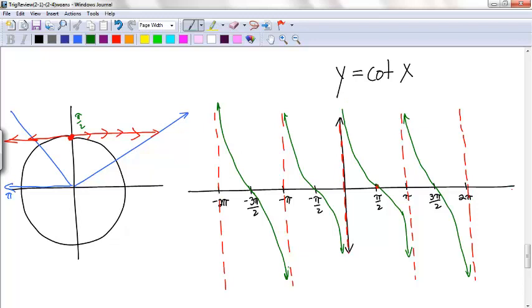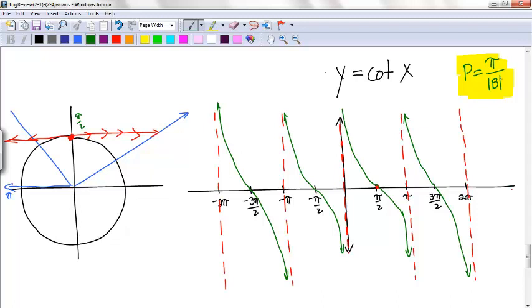You say, okay, I'm here. It's every pi. If I'm at pi over 2 is 0, when am I at 0 again? 3 pi over 2. So the period of this graph is also pi divided by the absolute value of b. Sine and cosine was 2 pi over the absolute value of b. Tangent and cotangent, there's no 2 in front.